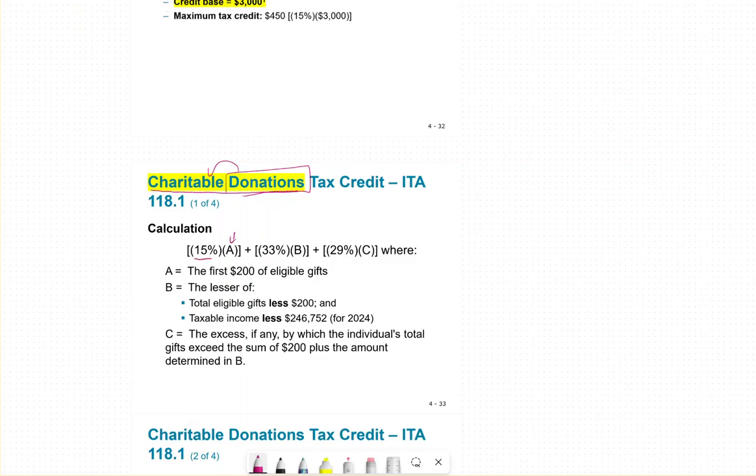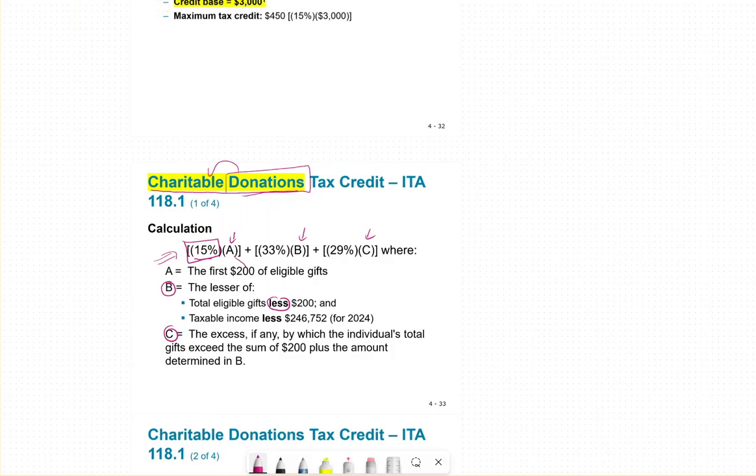Now there is an A, there is a B, and there's a C. First of all, 15% applies to the first $200 of your donation. But if you made more than the $200, then we have to calculate B and we have to calculate C. B is the lesser of the total eligible gift less 200, whatever your gift was, and what we have to do is we minus the 200. The reason we minus the 200 is because we already took a benefit of 15%.